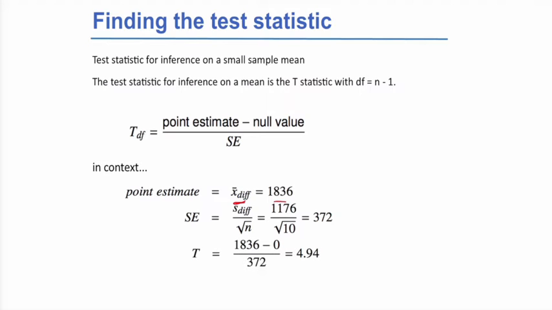So then your t is x bar minus mu 0 over s over the square root of n, which is 1836 minus 0. Our mu 0 is 0. Over 372 gives us a t of 4.94.